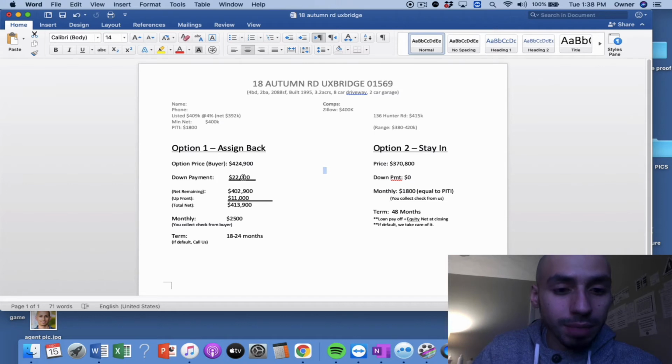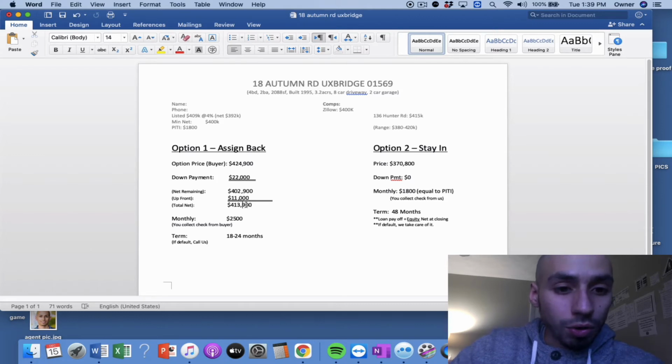So this here is an anticipated down payment, roughly 5%. I basically just take this number and subtract here. That leaves a net remaining of $402.9K. And up front, the seller would keep $11,000 because we basically split this 50-50. This is the assign back option. I'll usually have two arrows here, one pointing to what the seller keeps, one pointing to what I keep. And what the seller keeps is the $11,000, which leaves them a total net, when you add back $11,000 to the $402.9K, of $413.9K.